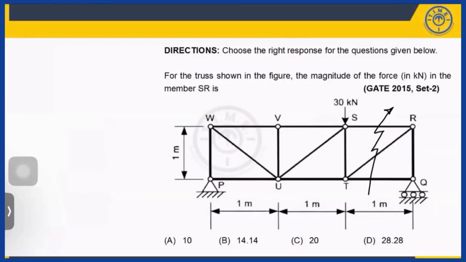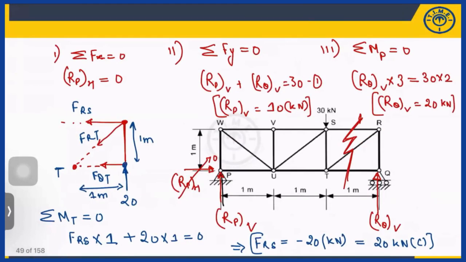And this is the beauty of the method of section. Without calculating the force in the intermediate members, you directly calculated the force in this member RS by using the equilibrium equation. If you want, you can solve by using the method of joints also. Consider this joint, calculate the force in this member. Once you know that force, then you consider the next joint. These three members are there, so the remaining two you can also calculate. So the method of section will help you find the force in any intermediate member without considering other members. So directly you can calculate.